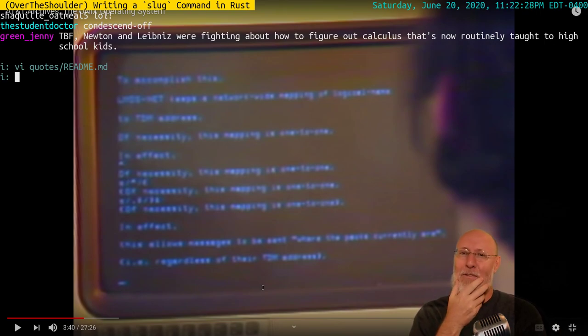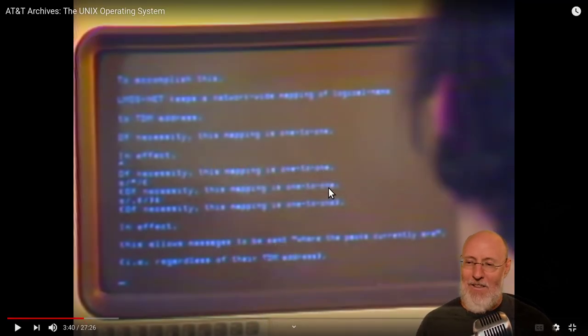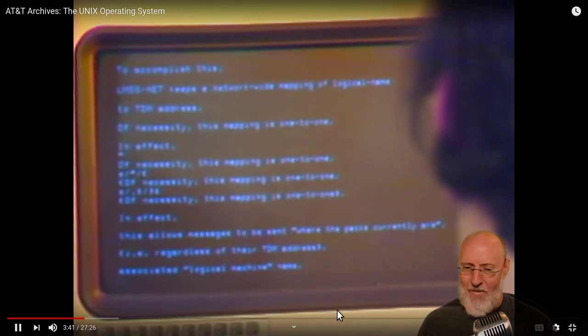Oh, Newton, Leibniz, we're fighting about how to figure out calculus. That's now routinely taught to high school kids. Right. You know, it's the kind of thing. Yeah, we need this kind of stuff. I'm not saying we don't need to make many instructions in the machine. That way, when changes need to be made, one just changes a few lines of code.